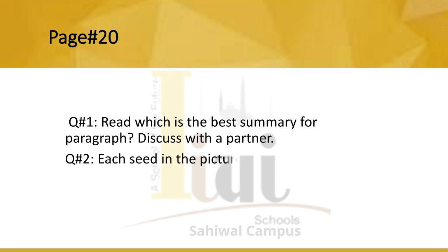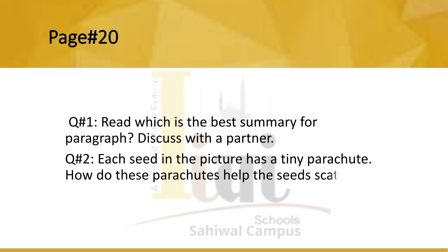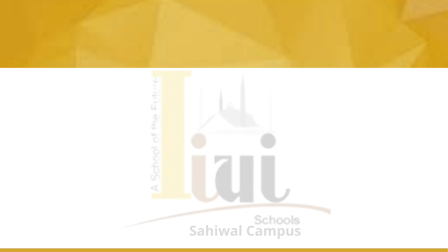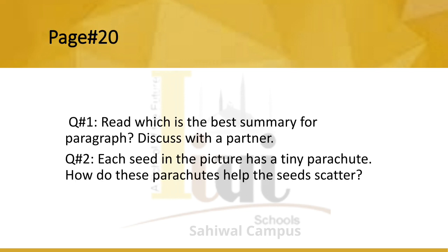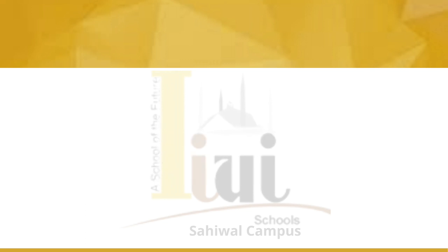Question number 2. Each seed in the picture has a tiny parachute. How do these parachutes help these seeds scatter? So in this question, there is a picture on page number 20. Here is a picture of a maple seed. So you can see that here parachutes are present on each seed. So think about how this tiny parachute can help the seed to scatter from one place to another place, and think and write about this answer, how these tiny parachutes can help the seeds to scatter.